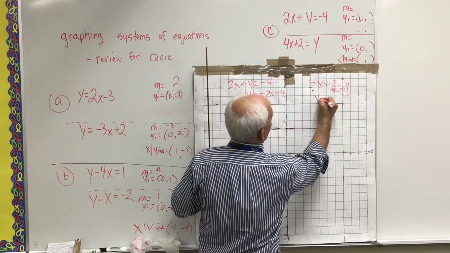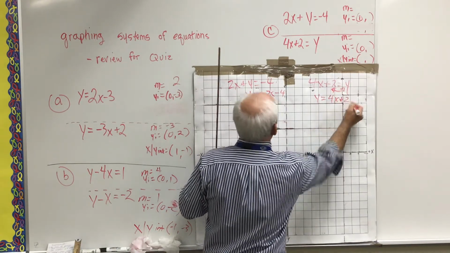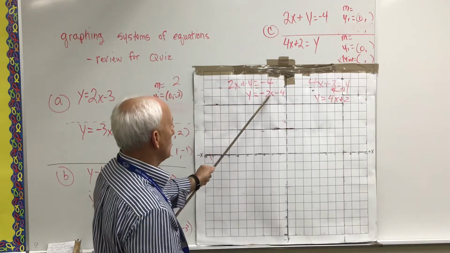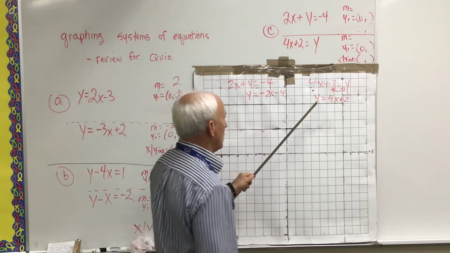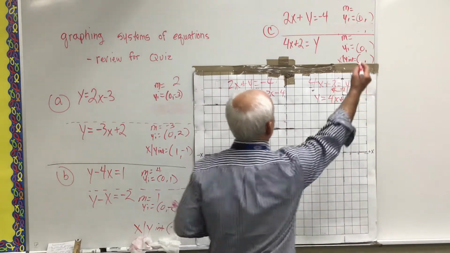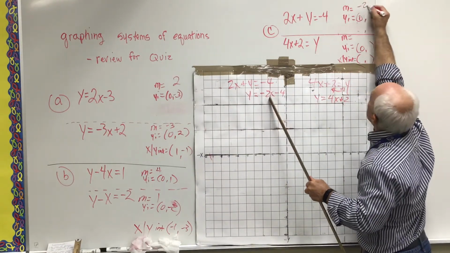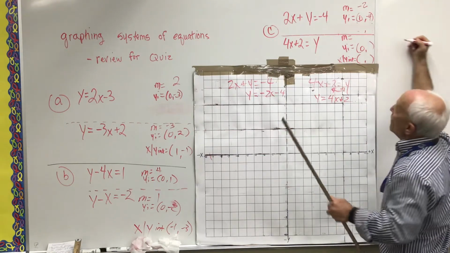So let's go ahead and put the y on this side. Let's put the 4x plus 2 over here. Now, we have, for the first one, y equals minus 2x minus 4. And then over here it has y equals 4x plus 2. So let's see. The slope of the first one is what? Minus 2. Your intercept for y is minus 4.